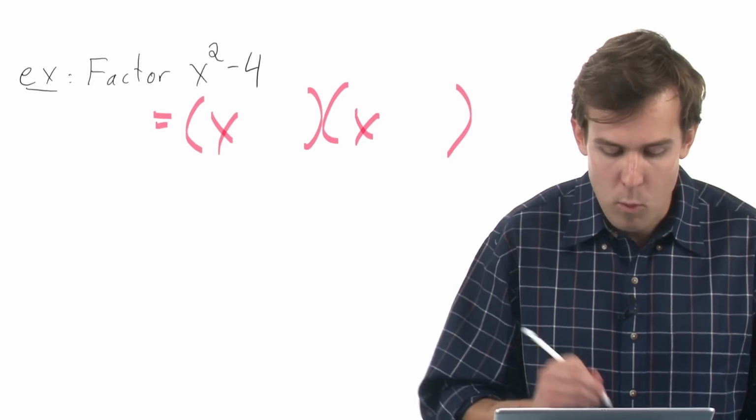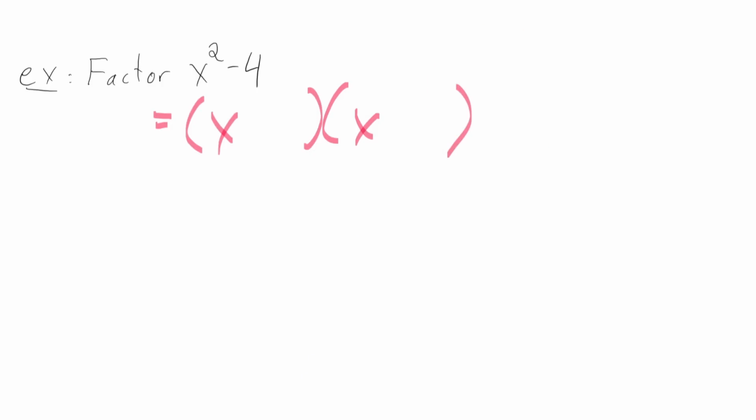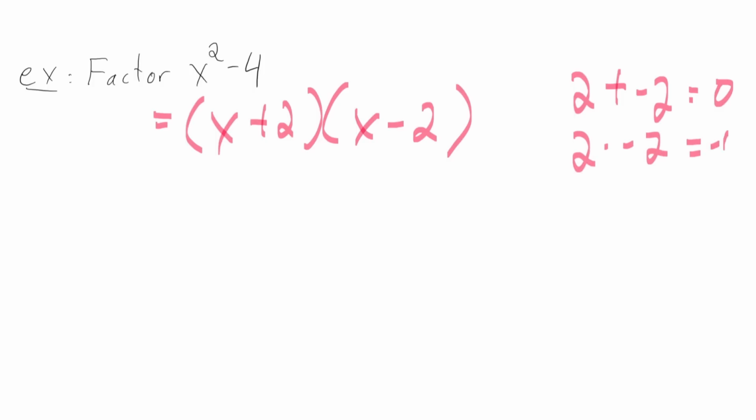I'll start the same way. So what do I want to be able to do to factor this? I want two numbers so that when I add them, I get 0, and when I multiply them, I get negative 4. 2 and minus 2, right? So 2 plus minus 2 is 0, and 2 times minus 2 is minus 4. Okay, so I claim this will work. And again, we always want to be thorough and check our work for these.